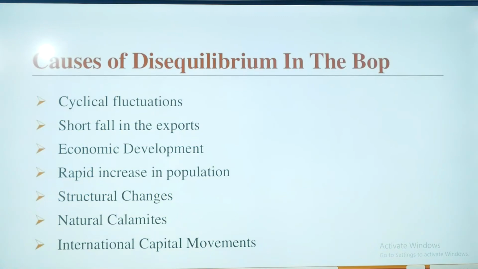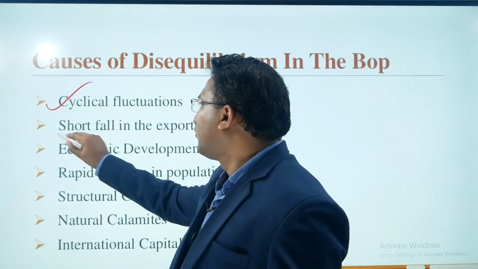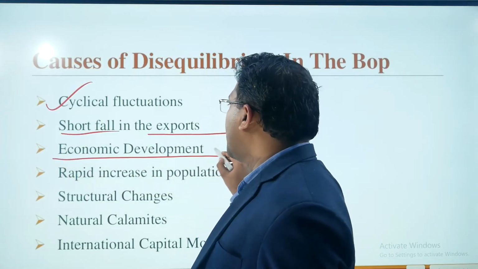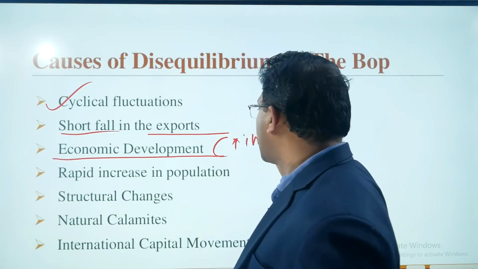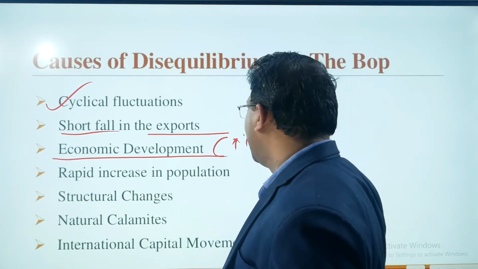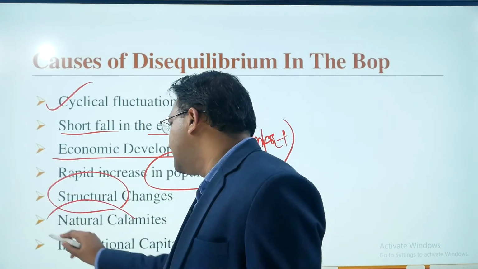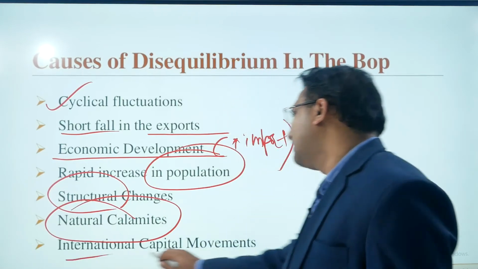Now, what are the causes of disequilibrium in the BOP? Cyclical fluctuation, shortfall in the exports, economic development. So because of the economic development, we are more in the import mode than in the export mode. Rapid increase in the population. This is also very, very important. Structural changes, natural calamities. So there are a lot of natural calamities happening, and international capital movement.